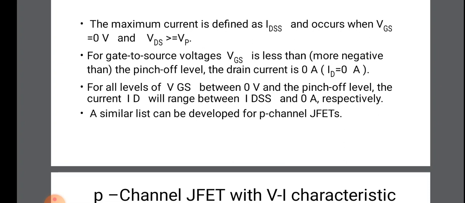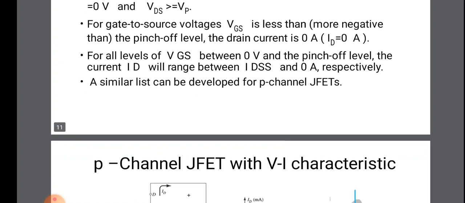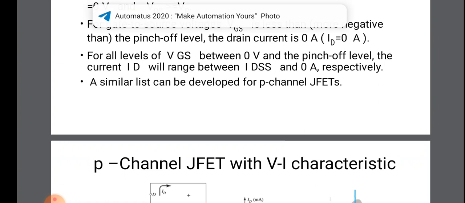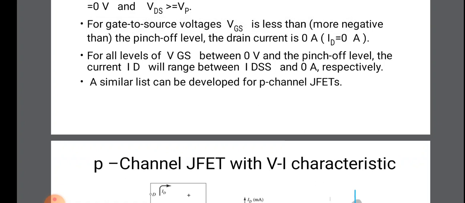If VGS is more negative than the pinch off voltage, the drain current is going to be 0 because the channel is completely blocked. And for all levels of VGS between 0 and the pinch off voltage, the current ID will range between IDSS and 0. And the same things hold for the JFET also.